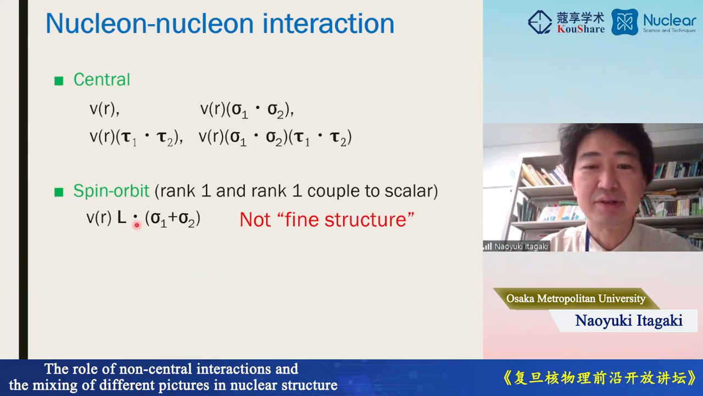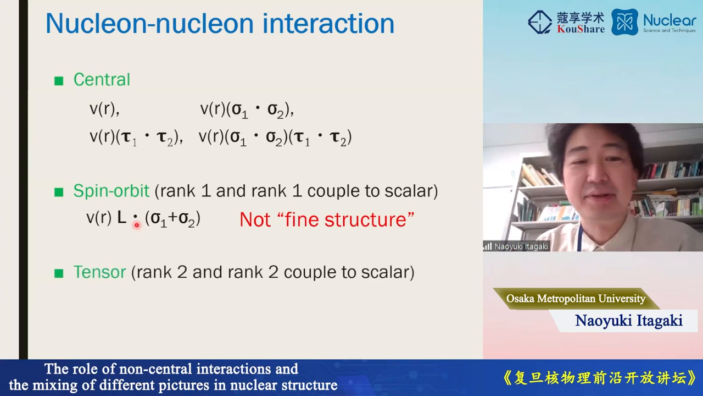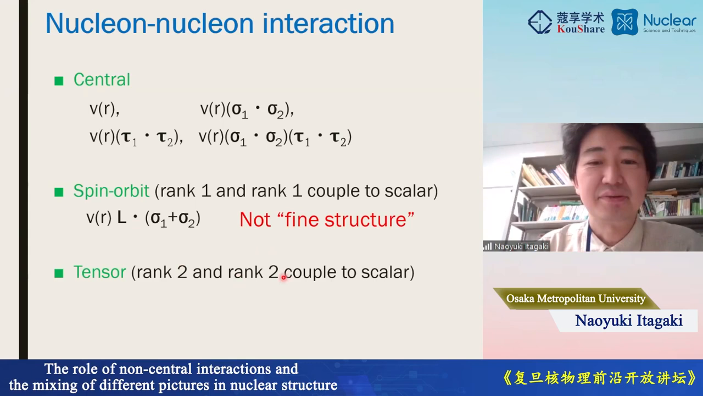But in nuclear physics, it's interesting: it's not a fine structure, but has a robust effect. And that's interesting. There is one more non-central interaction, which is the tensor. This is actually a rank-two tensor for the spatial part and a rank-two tensor for the spin part, and they couple to a scalar, which has this kind of form.